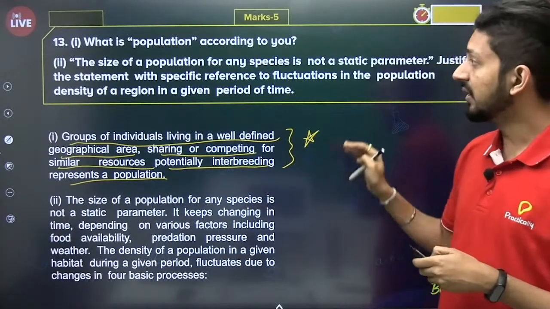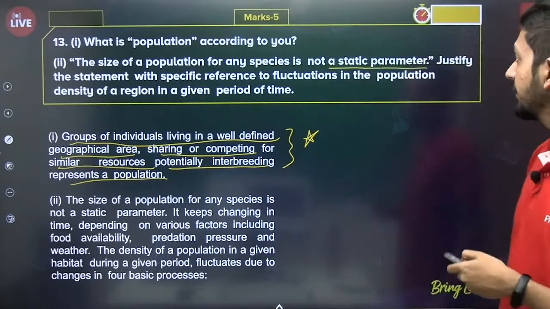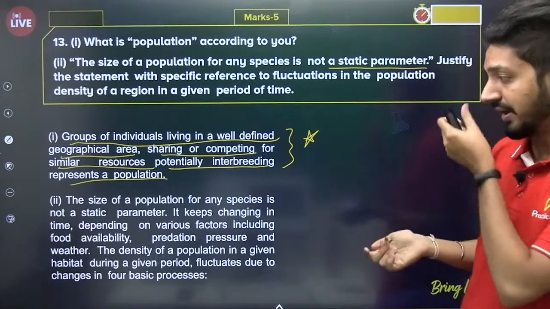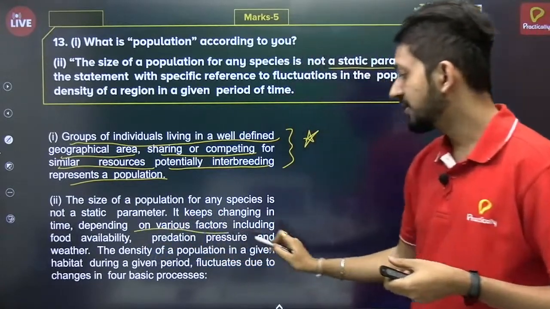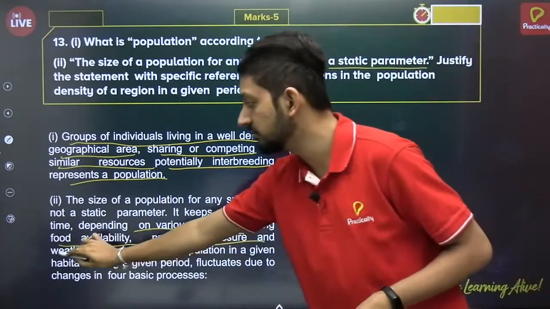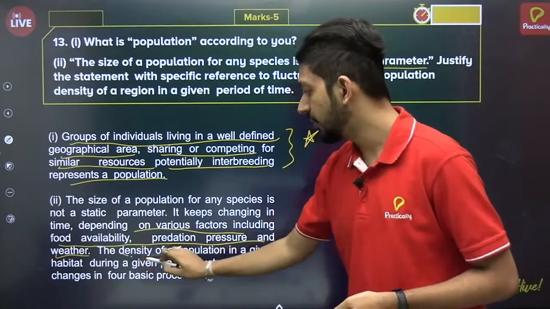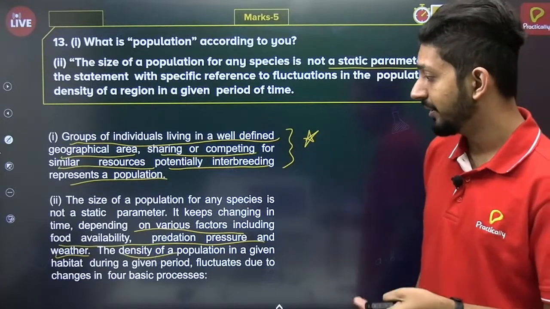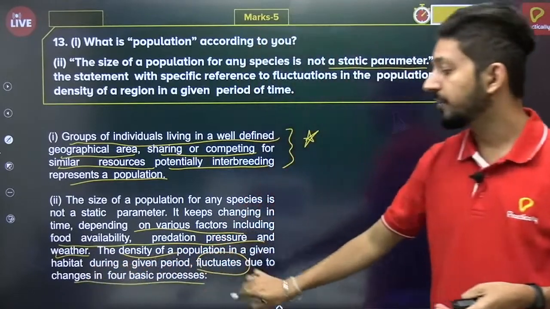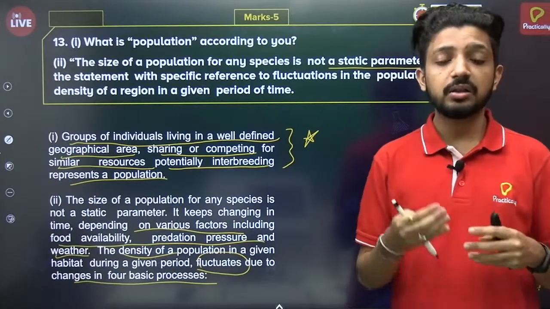Okay. Now, the second part was the statement: the size of population of any species is not a static parameter. Justify. The size of population obviously is not a static parameter because it depends on various factors, including food availability, predation pressure and weather. All these factors contribute to the population, and the density of the population in a given habitat during a given period fluctuates due to changes in 4 basic processes. So there are various factors, but these 4 basic things can alter the population size.